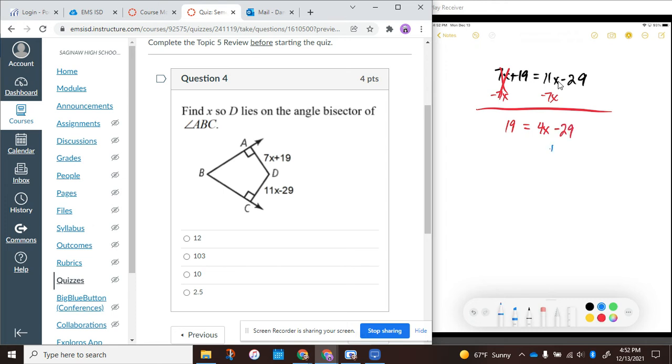Now we're going to add 29 on both sides, to move all of our constants to the opposite side of the equal sign. We're left with just the positive 4x, and on the other side, we've got 29 plus 19, which is 48. After that, you just need to divide. If you divide by 4, you get that x equals 12. This question was asking us to find x, so there we go. We're finished. X equals 12.